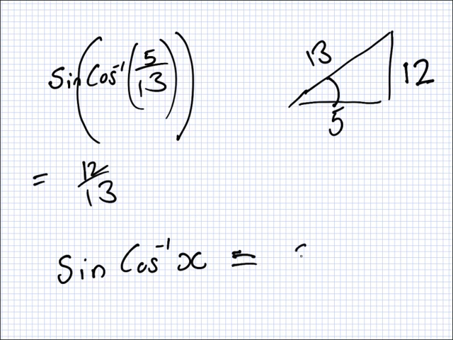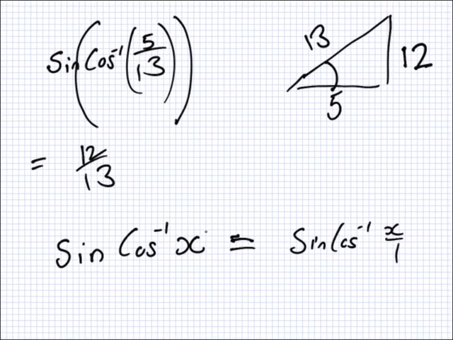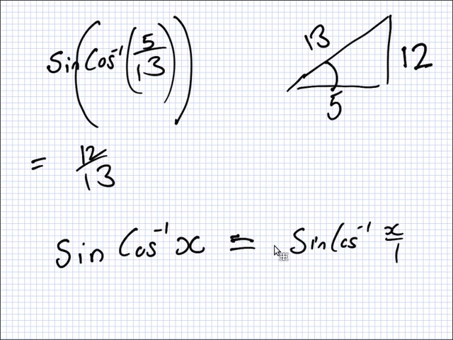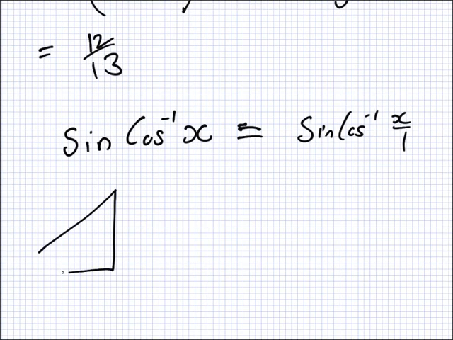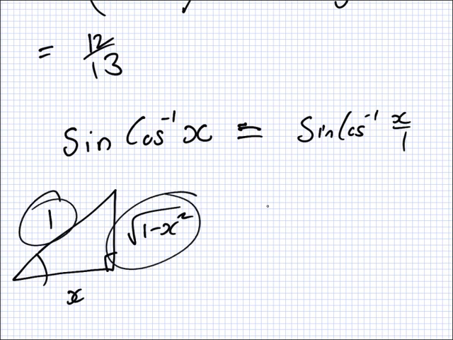So look, this is sine cos inverse x over 1. Yeah? Because x is just x over 1. If you draw the triangle, this side here is x and this side here is 1. So Pythagoras says this side is root 1 minus x squared. So then what is the sine of this angle? Well, it'll be this over 1, won't it? Which is, yeah, root 1 minus x squared.